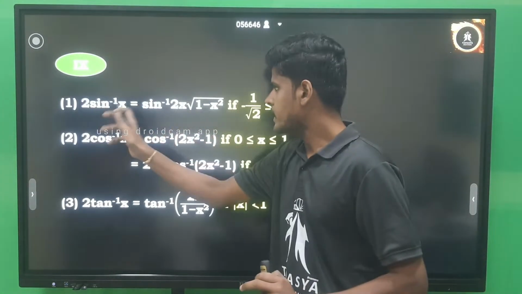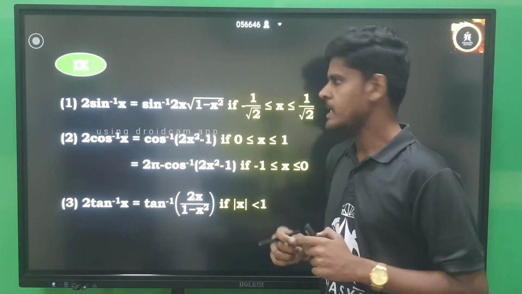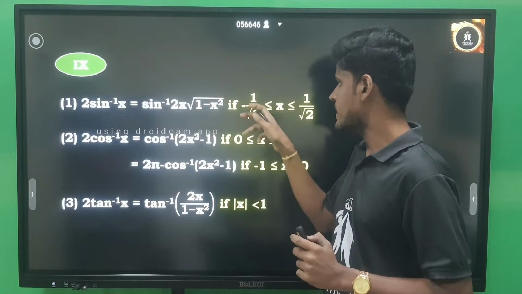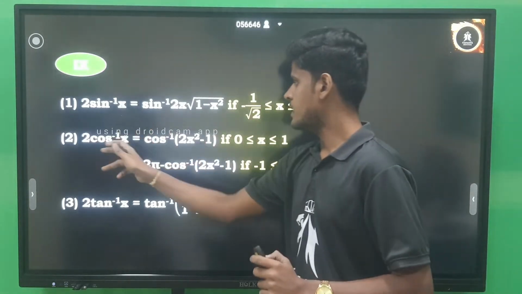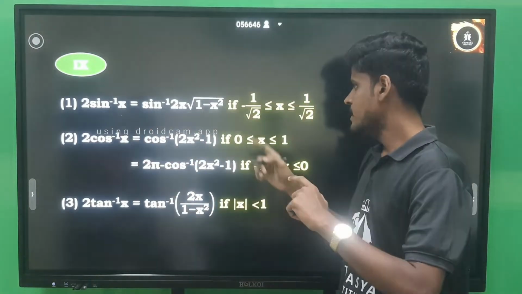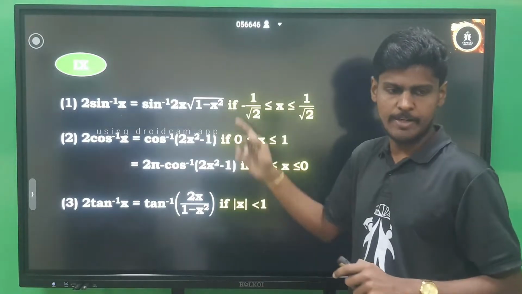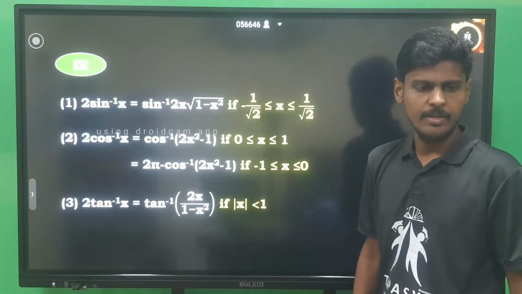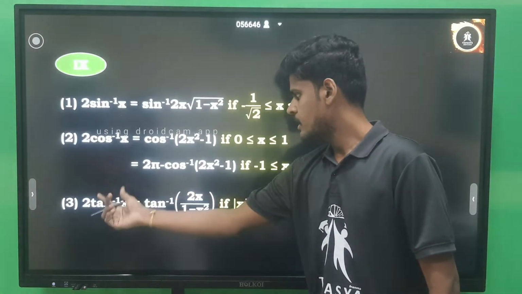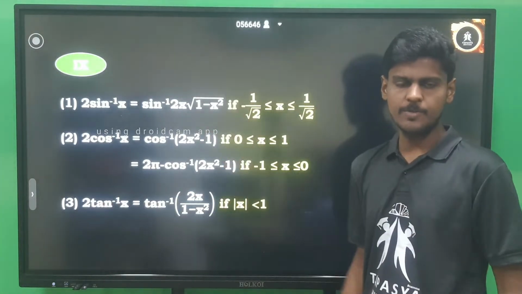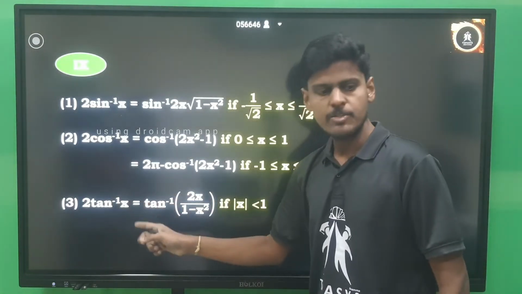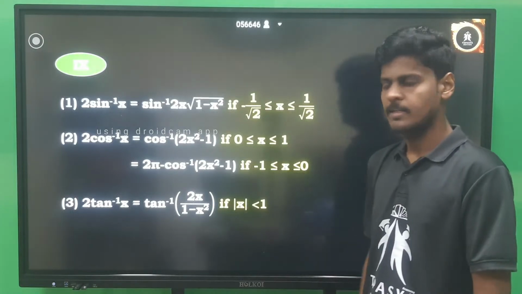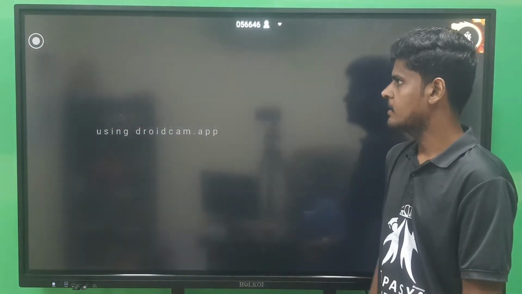That means 2 theta should lie between minus 90 to 90, that means theta is minus 45 to 45. That means what is sin theta? Write it here. Similarly, 2 cos inverse x is between 0 to pi. Similarly, we can write this and find the value of x. Similarly, for tan, tan inverse x is between minus pi by 2 to pi by 2, that means 2 theta should lie between that. So theta should lie between minus 45 to 45. Similarly, you can prove the other.